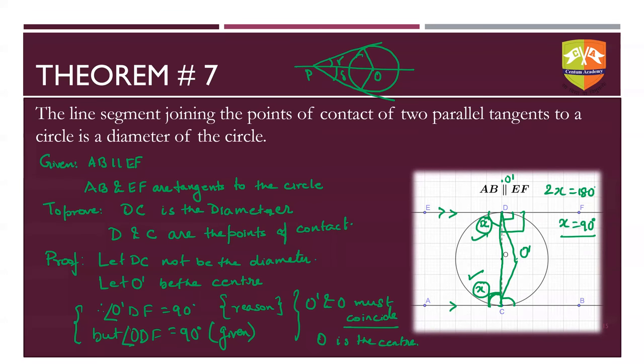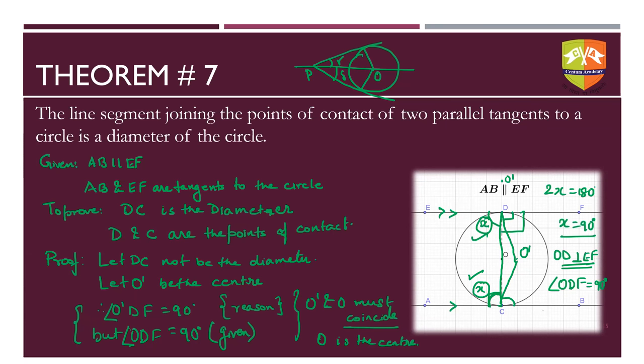So if x is 90 degrees, that means this line DC is the shortest distance anyway. Or even if you don't write that DC is the shortest distance, you can say, anyway, now you have proved that OD is perpendicular to EF. So either way, your job is done. You have to prove that OD is perpendicular to EF. That's it. So the moment you prove that, you now know that angle ODF is 90 degrees.